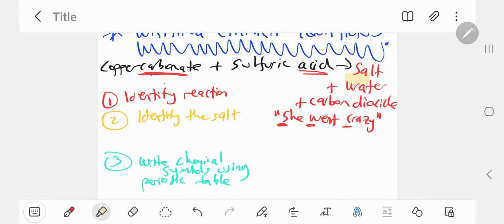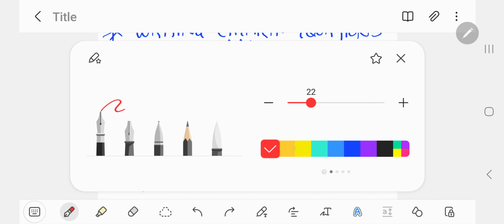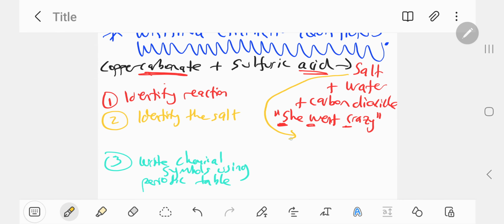Step two, let's identify the salt. The salt, as always, is made of a metal and non-metal. It's an ionic compound. Where is the salt in this reaction? It's copper. It's not carbonate, it's not sulfuric, it's not acid, it's copper. So copper, the non-metal comes from the acid, if you recall, which is sulfates. Not sulfuric, it's sulfates.